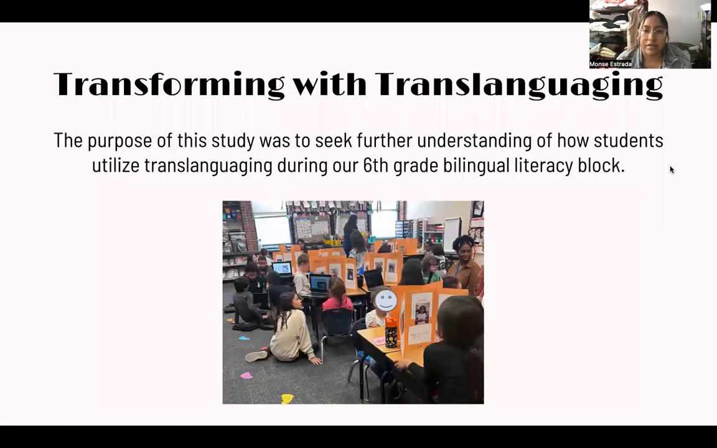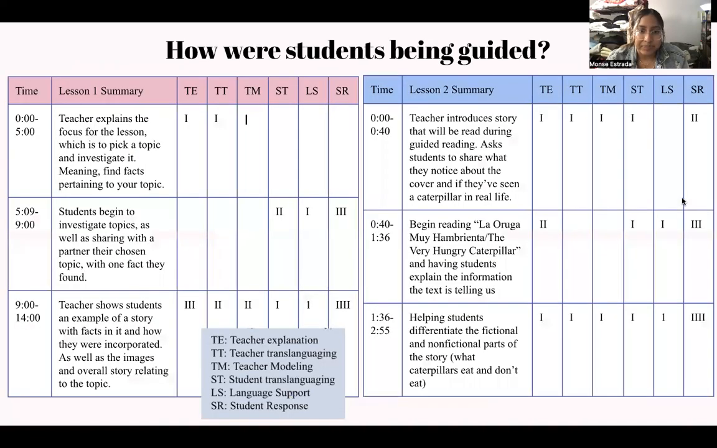So again, the purpose was to seek further understanding of how students utilize translanguaging during our sixth grade bilingual literacy block. And again, just overall, like 90% of the day, the students are speaking in Spanish. Just the way that the day is kind of marked out, they are mainly speaking in Spanish. So let's move on. How were students being guided?